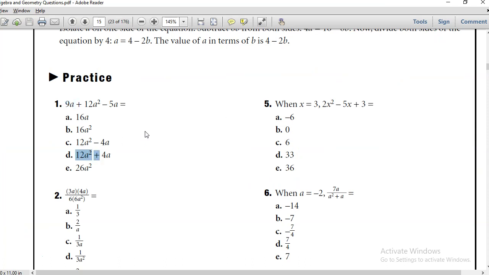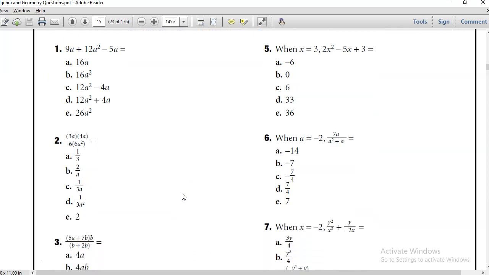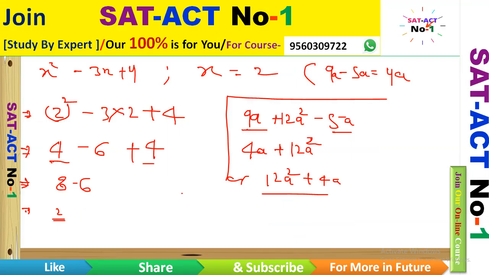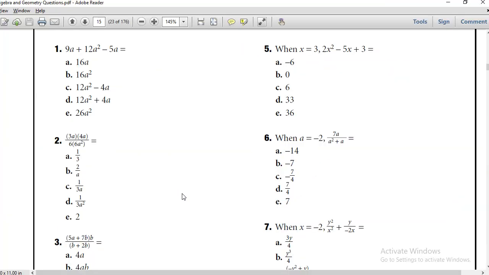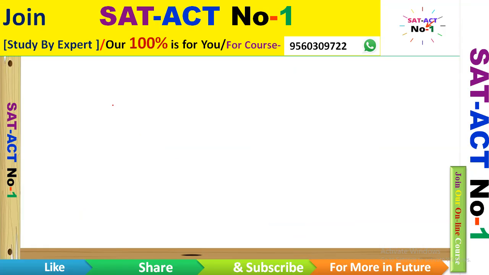And what about the second question? For the second question, students, we have to apply some basic mathematical operation. This question is also very easy. Okay, let's solve this question. So there is 3a into 4a upon 6 into a square.